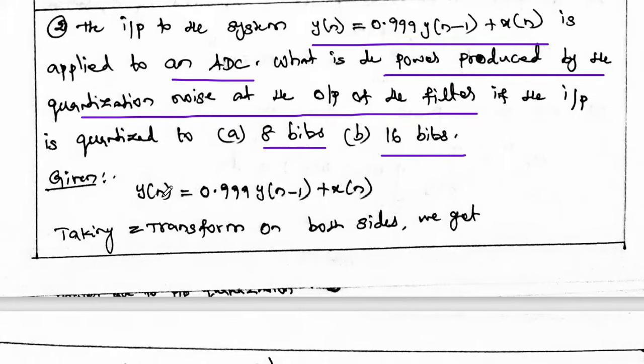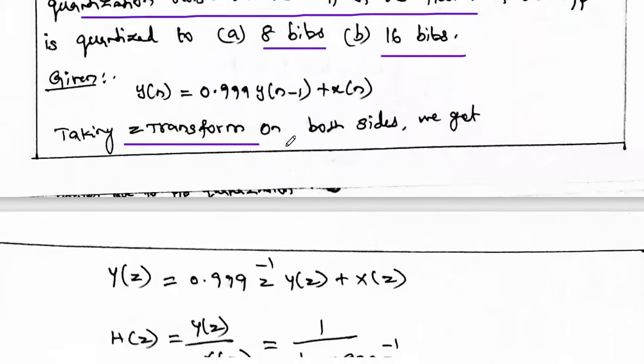Okay, so first you note down the given data. So what is the given data? The system equation, the difference equation of the digital filter: y of n equal to 0.999 y of n minus 1 plus x of n. Okay, so from this equation you just apply the z transform.